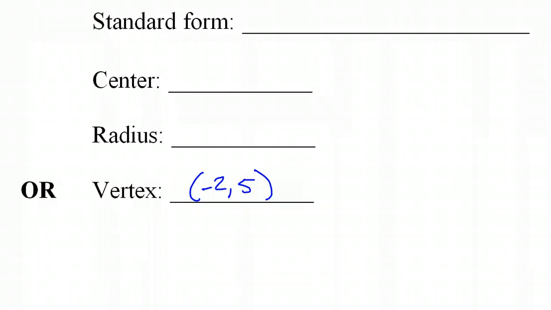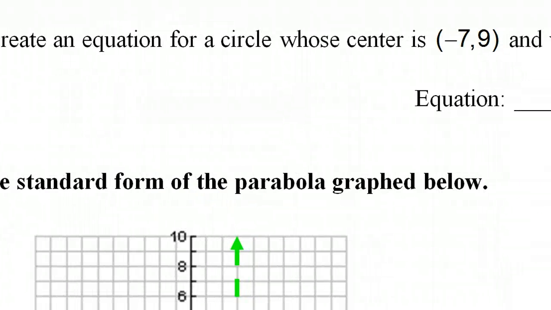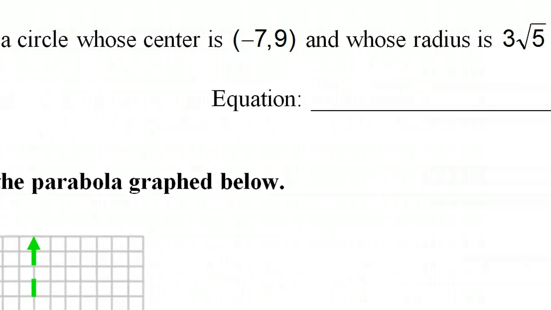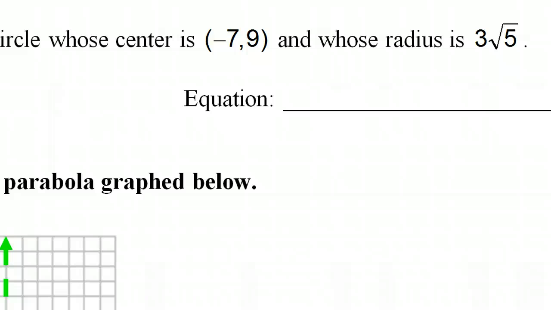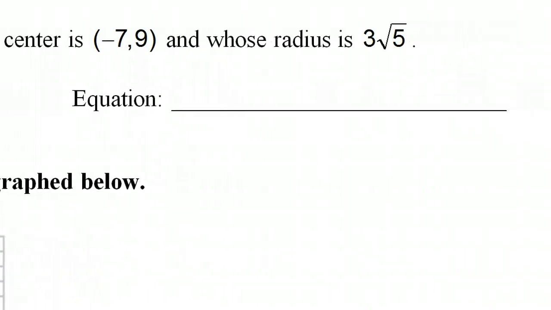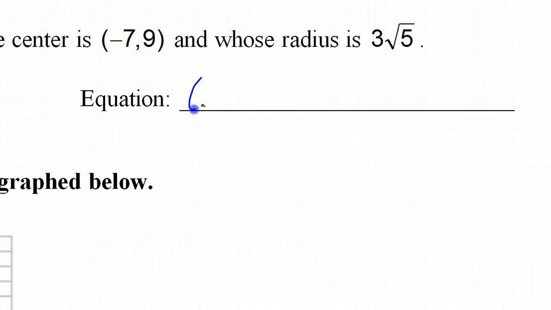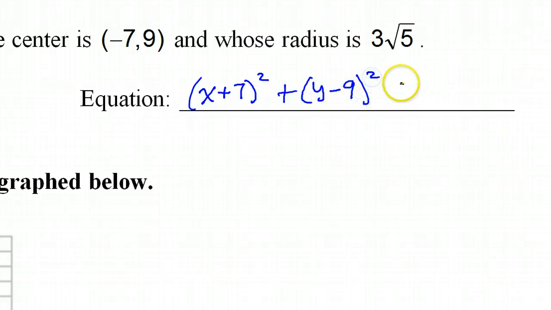I'm just going to copy this here. Alright, number 6. Create an equation for a circle whose center is -7, 9, and whose radius is 3 radical 5. Well, just from the center alone, we can write the entire left side of the equation. So that's going to be opposite of this, so that'll be x plus 7 squared. And the opposite of that, so that'll be y minus 9 squared. Okay, all we need is this right here. All we need is the radius, so I can square it. And then I'll be done.